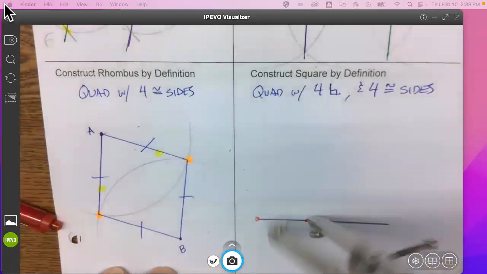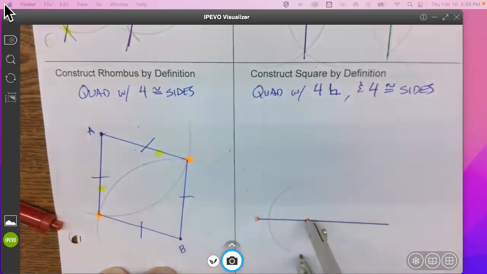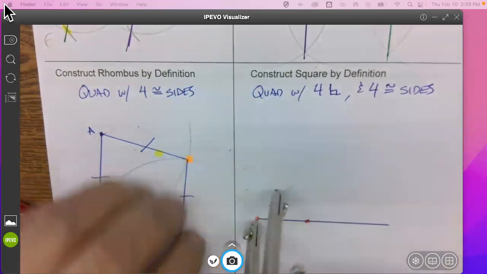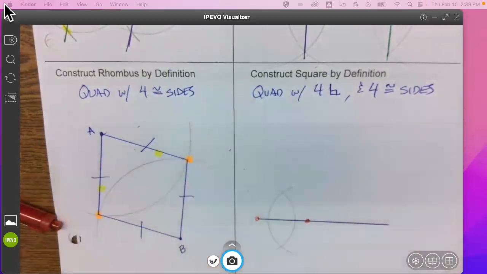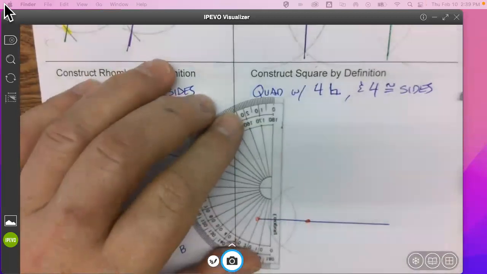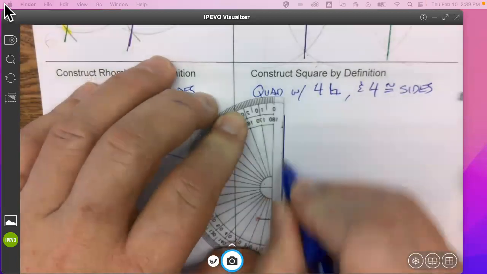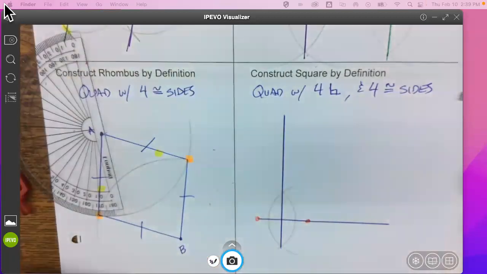I'll go more than halfway, make an arc. That same distance here, make an arc. That gives me my football. And I connect that football. And that's going to give me my right angle.